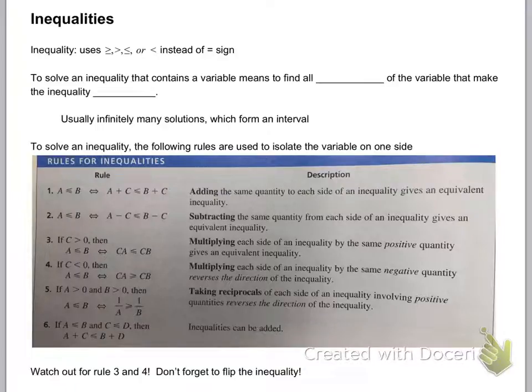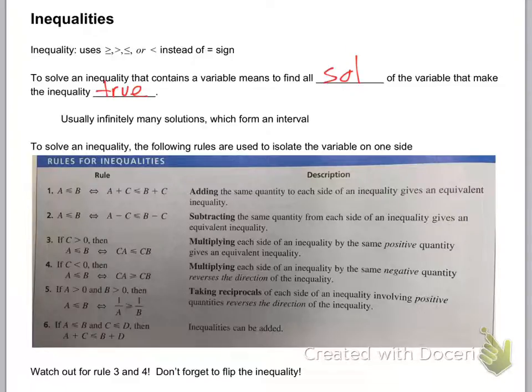So, to solve an inequality that contains a variable means to find all solutions of the variable that make the inequality true. Because remember, guys, we're not just finding one solution.